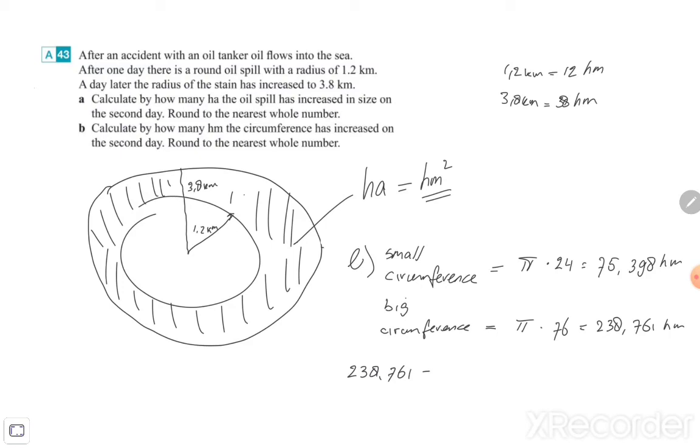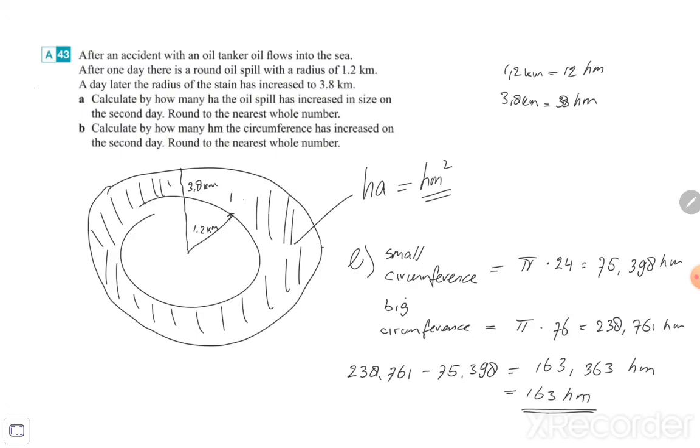If you subtract those two numbers, 238.761 minus 75.398, that will be 163.363 hectometers. But even in this exercise we need to round to the nearest whole number, so that will be 163 hectometers.